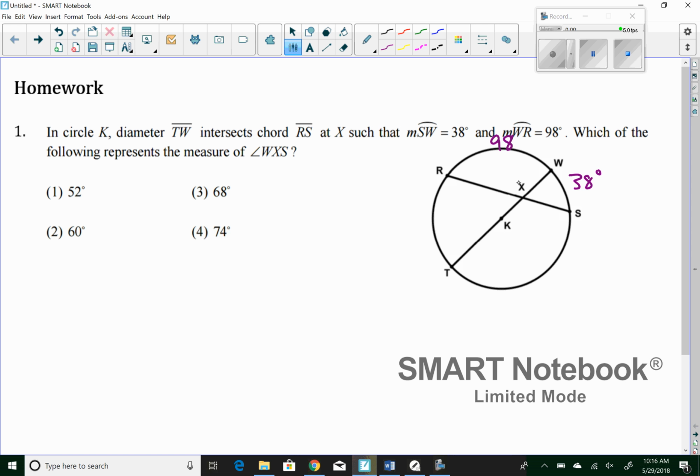To find angle WXS, we need to know arc RT, because I need to know the arcs that are opposite, or like we said, the arcs the angles are looking at. To find that, I would do 180 minus 98, which becomes 82. Now I know the angle is equal to half of the sum of the two arcs. If I do half of the sum of the two arcs, I get 60 degrees.